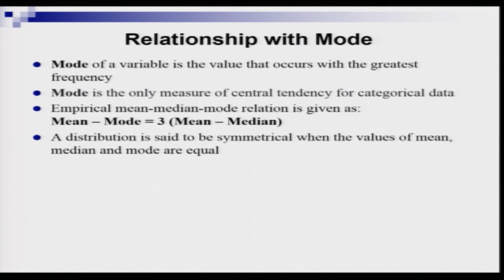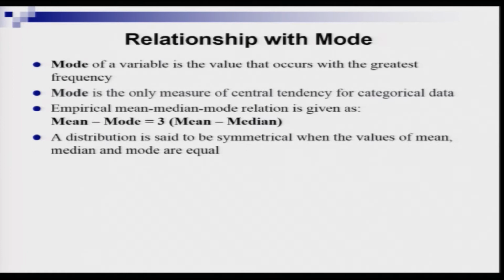Now, quickly have a look at mode. This is a very simple concept compared to mean or median. Mode of a variable is that value that occurs with the highest frequency. Mode is the only measure of central tendency for categorical data. So, you see when mode is much more preferred than median or mean.